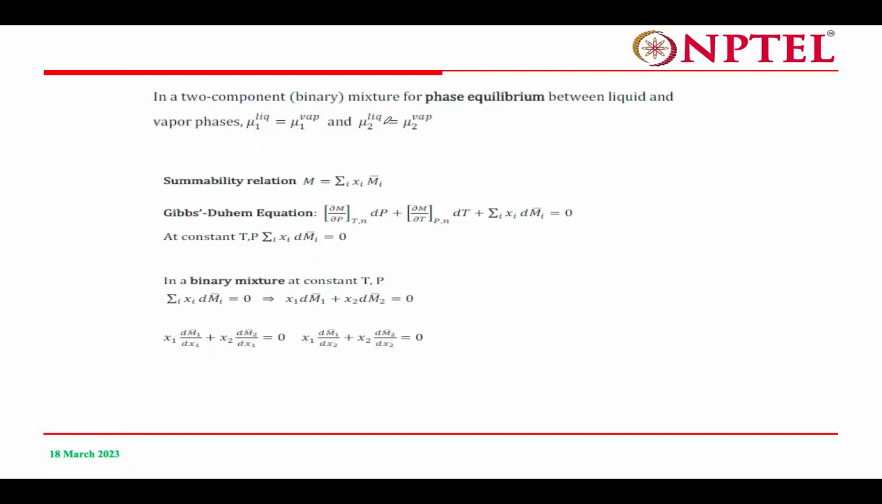For binary mixtures, phase equilibrium between liquid and vapor means mu i liquid equals mu i vapor at the same temperature and pressure. That is, mu i alpha, where alpha indicates one phase, equals mu i beta, the other phase. So the chemical potential is equal at the same temperature and pressure, right?